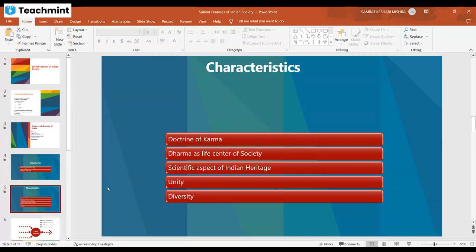So different ethnic elements, religion, sects, cults, schools of philosophy, family structure, marriage, rituals. Indian literature, epics, dance, drama, cinema, theater, music, painting, sculpture, scriptures, architecture. All these things show the diversity that exists in India.